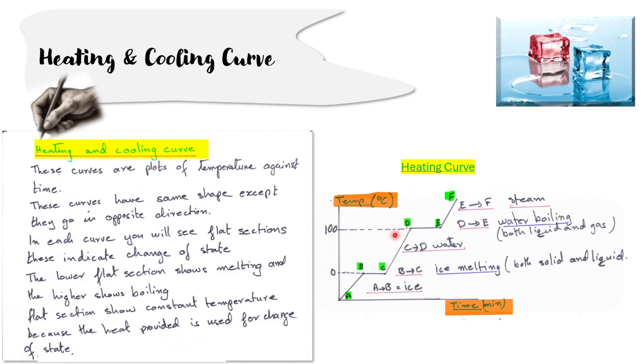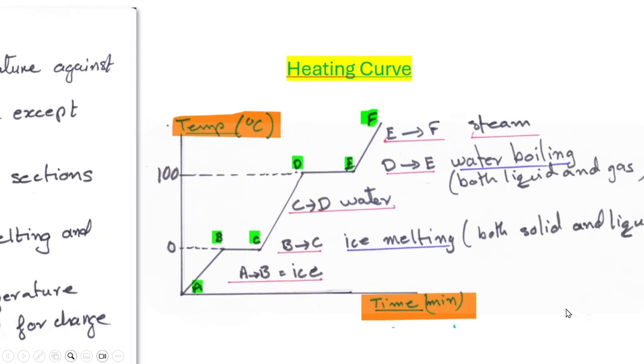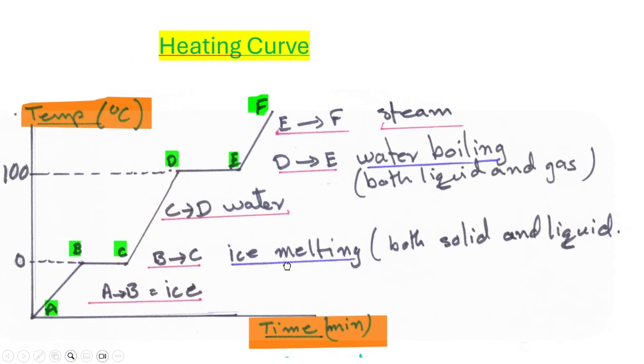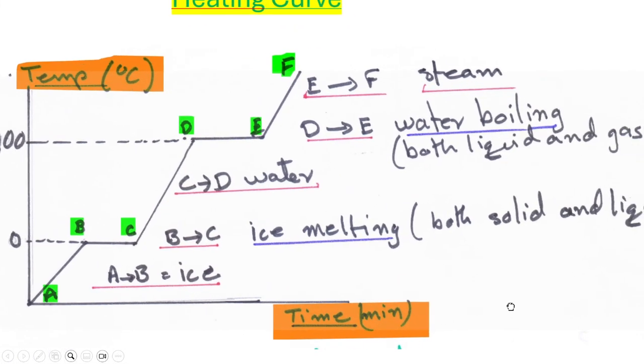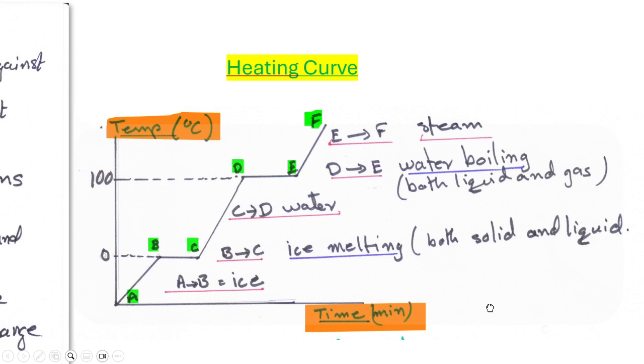Now as this diagram mentioned below, I have drawn this curve. This is called the heating curve of water. We can see the five levels over here: A to B, B to C, C to D, D to E, and E to F. From A to B it is ice, and at B you can see 0 degrees centigrade. B to C, the temperature remains constant, and this shows that ice is melting. Both the two states, solid and liquid, are present there.